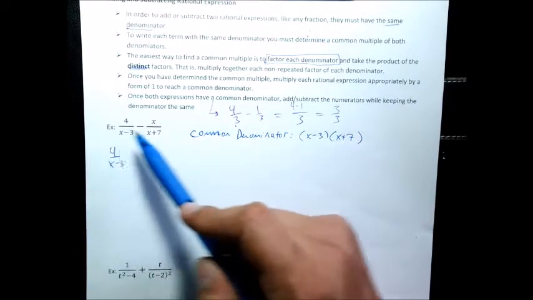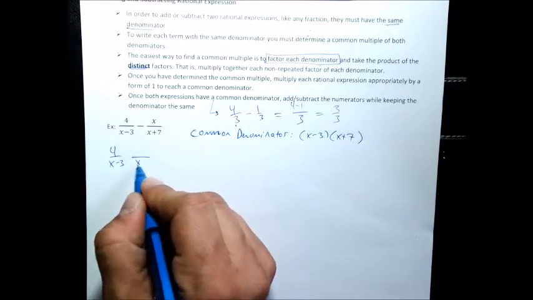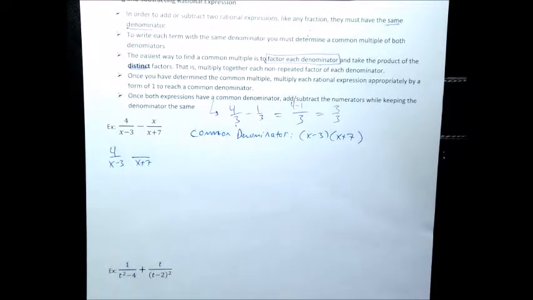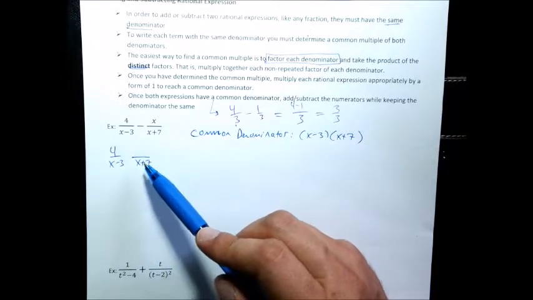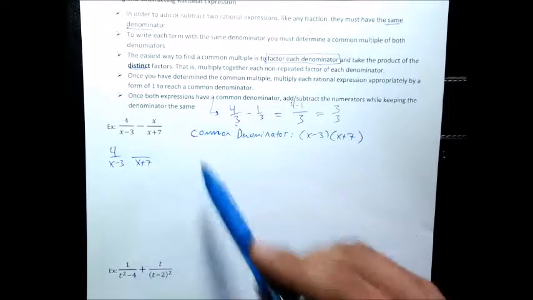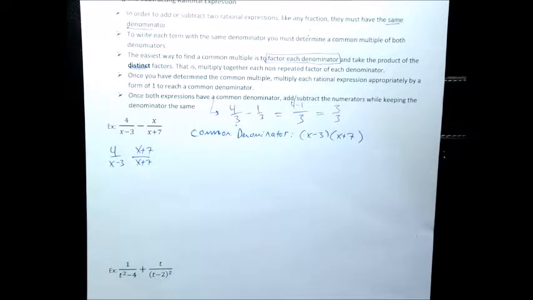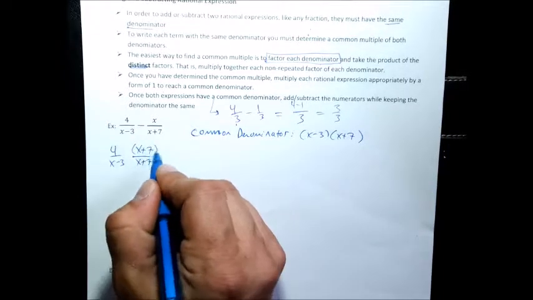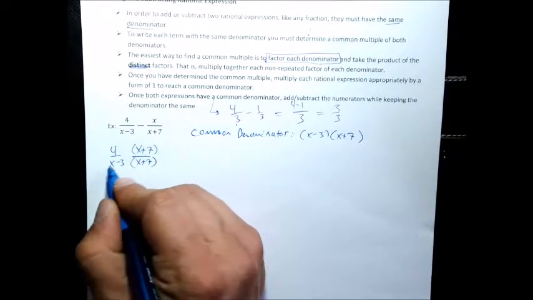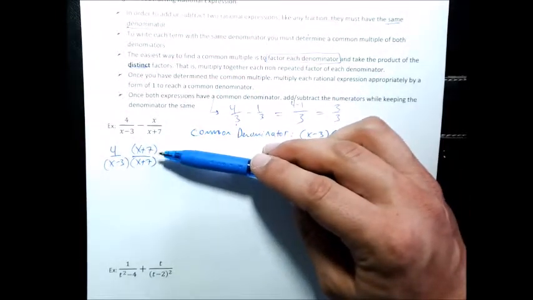We want to make sure it has an x plus 7. And so I'm going to multiply x plus 7 into the denominator. But in order to do that, I need to make sure I'm multiplying by 1. And so I multiply by x plus 7 divided by x plus 7. Because this expression on the right equals 1. And so we're not changing the problem by doing that.